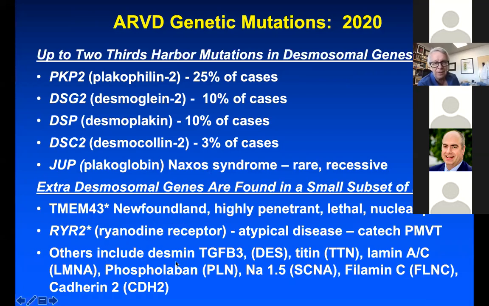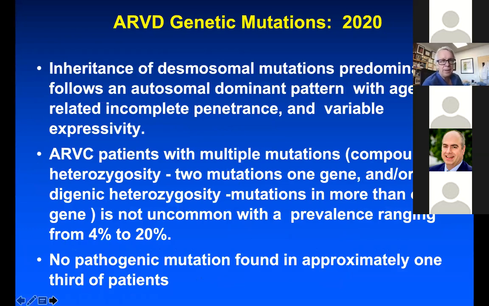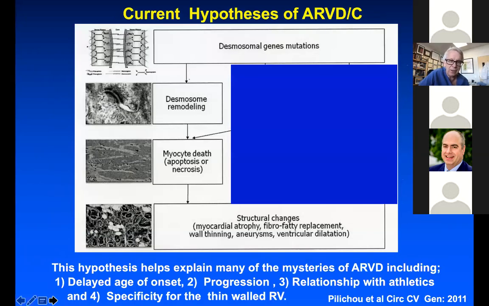And then you have things like phospholamban, which is the founder mutation they have in the Netherlands that causes a condition that sort of looks like ARVD, but doesn't really behave the same. For example, exercise doesn't impact the phospholamban version of ARVD, filamin C, and so forth. And these together probably represent about 5% of patients where you can find a mutation. So inheritance of these desmosomal mutations is predominantly autosomal dominant, with age-related incomplete penetrance and variable expressivity. Patients could have multiple mutations, 2 mutations of one gene, or multiple mutations in 2 different genes. And in general, if you have multiple mutations, you do worse. And in about 1/3 of patients, they're gene elusive. We can't find a cause.